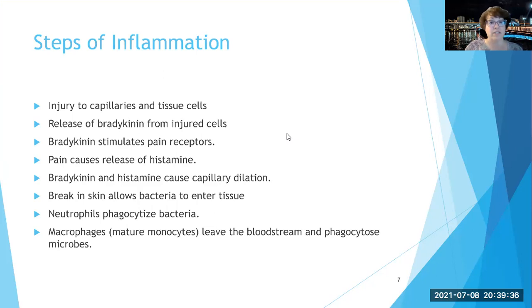Neutrophils phagocytize bacteria, and macrophages leave the bloodstream and phagocytize microbes. So when you cause capillary dilation, it allows the white blood cells to enter the tissue and take care of things. They're basically taking care of business in there. The idea of opening up the capillary bed is to give the macrophages a way into the tissues. Makes sense, right?